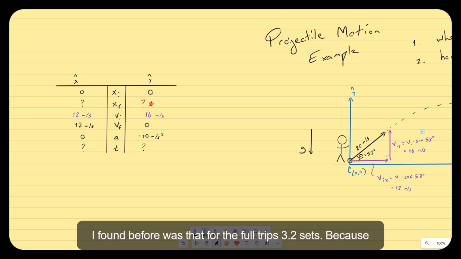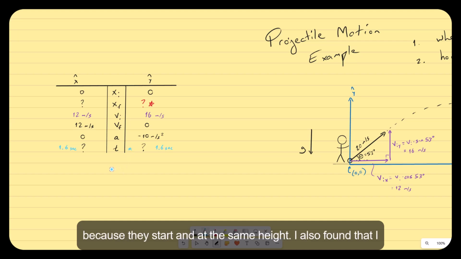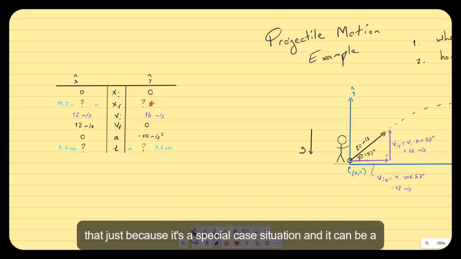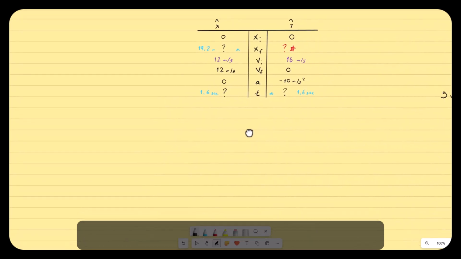What I found before was that for the full trip, it was 3.2 seconds. Because this one starts and ends at the same height, that means I'm going to have 1.6 seconds. I'm going to have exactly half the time to get to the top. But I'll put an asterisk by that one. That's a special case because they start and end at the same height. I also found that I go 38.4 meters for the whole trip. So I'm going to be at half that. But again, I'm not going to use that just because it's a special case situation. And it can be a nice shortcut, but it's not a great way of learning how to do the problem.